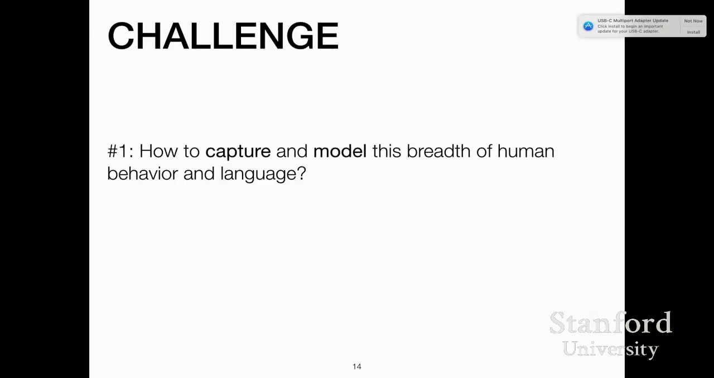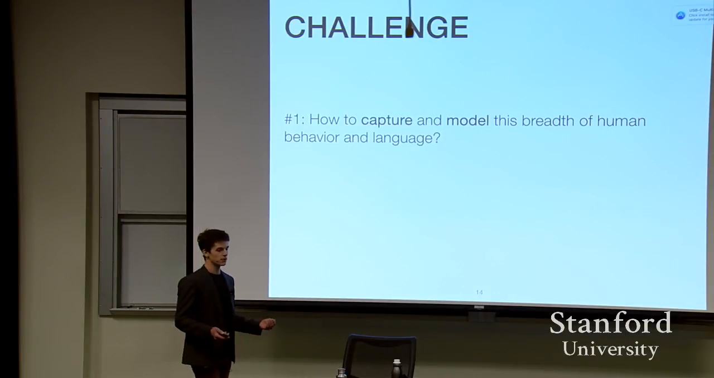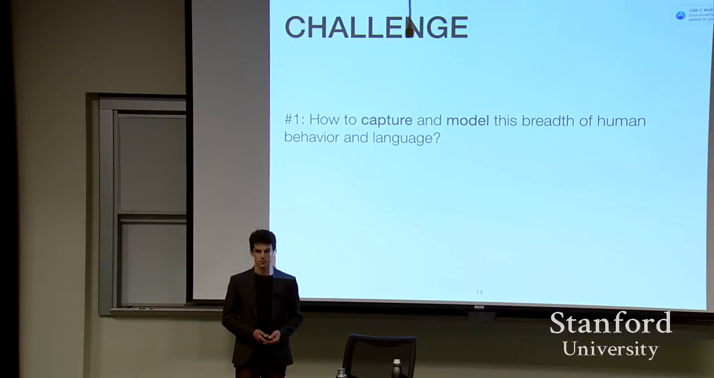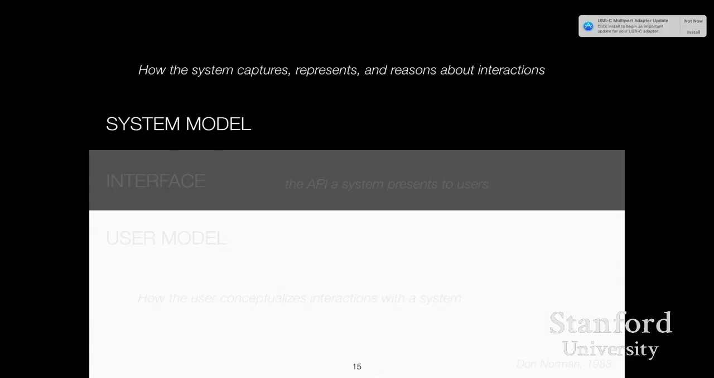Now, the obvious challenge you run into here, though, is where does this information come from? How do we capture these thousands of human behaviors and the relationships between them? And then how do we model those for use in interactive systems? So let's call that first challenge the system model, and let's even say we can make progress on that challenge. There's still a second challenge I want to motivate today.